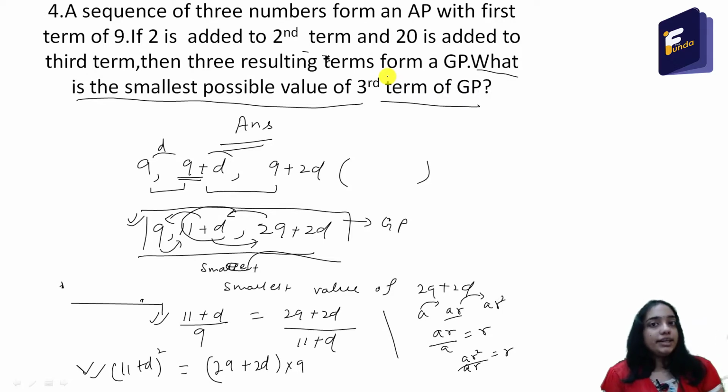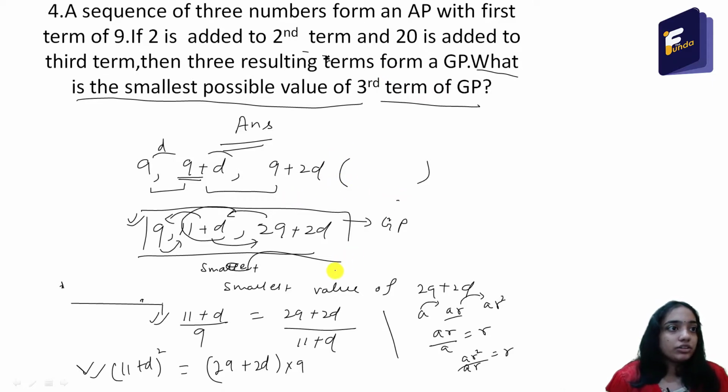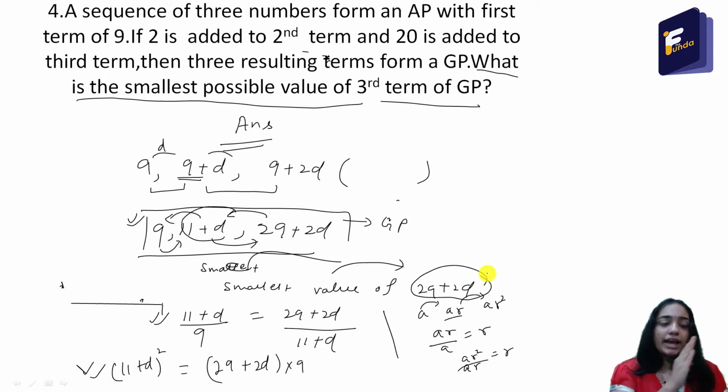Now we have got that d has two values, that is 10 and minus 14. Now we have to put those two values of d, 10 and minus 14, and find out what is the smallest possible value of the third term. Here we had already written that the question is to find the smallest possible value of 29 plus 2d. So now we will use both the values of d that we have got, 10 and minus 14, and from that we will find which value will give the term 29 plus 2d as smallest.